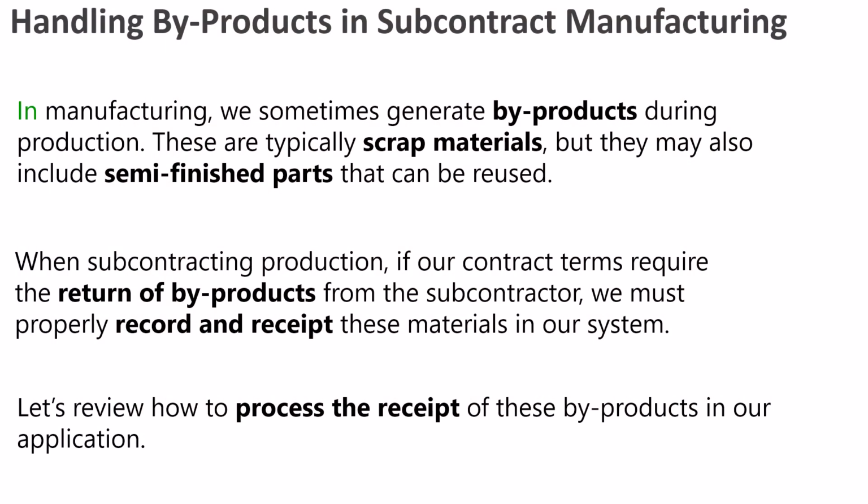In manufacturing, we sometimes generate byproducts during production. These are typically scrap materials, but they may also include semi-finished parts that can be reused. When subcontracting production, if our contract terms require the return of byproducts from the subcontractor, we must properly record and receipt these materials in our system. Let's review how to process the receipt of these byproducts in our application.